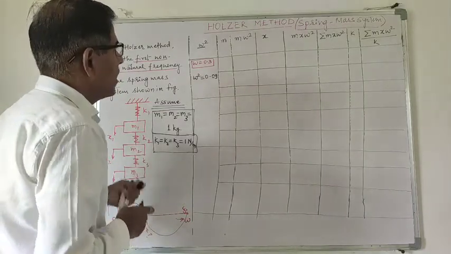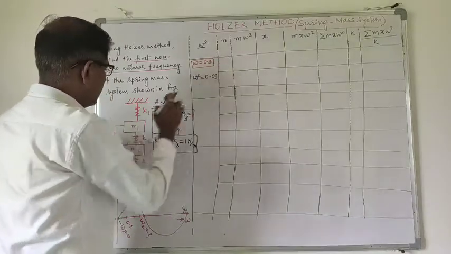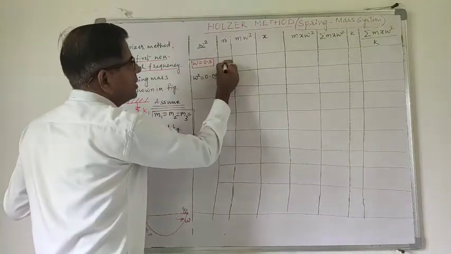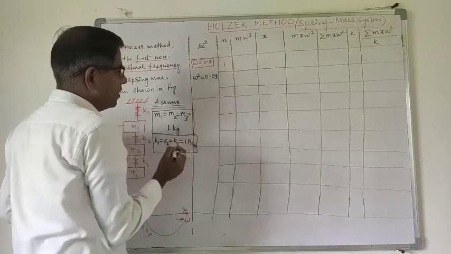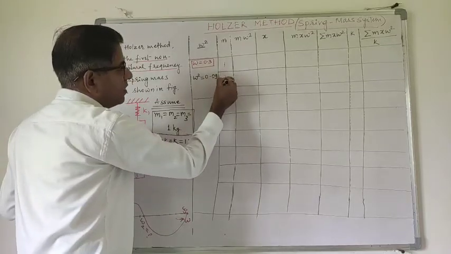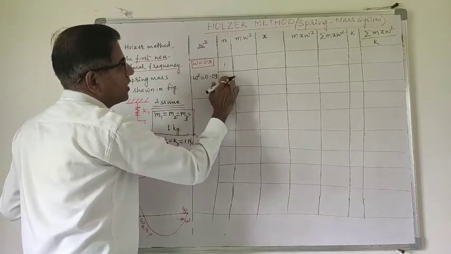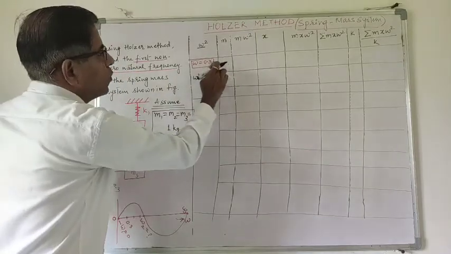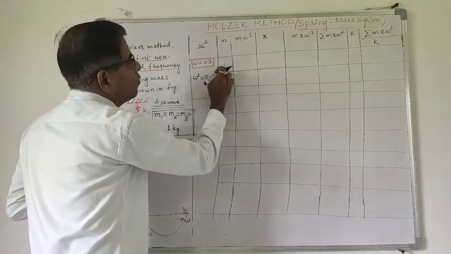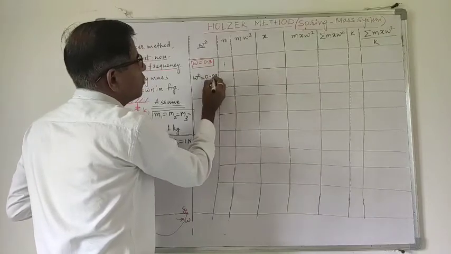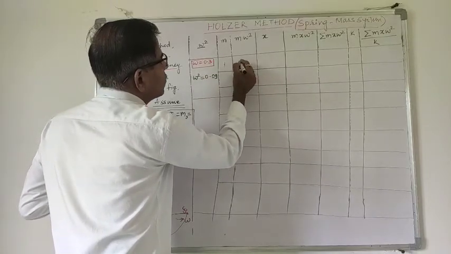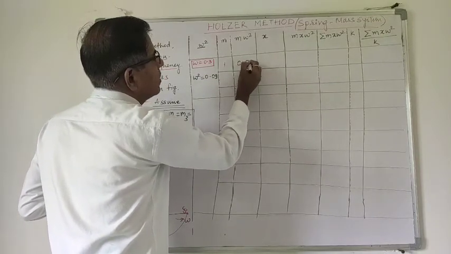Now I will put the value here. So first mass is of 1 kg, so here it will be 1. The mass of the second is also 1, or rather I will do it later. So now omega square into 1. So omega square is 0.09 into 1. So this answer is 0.09.